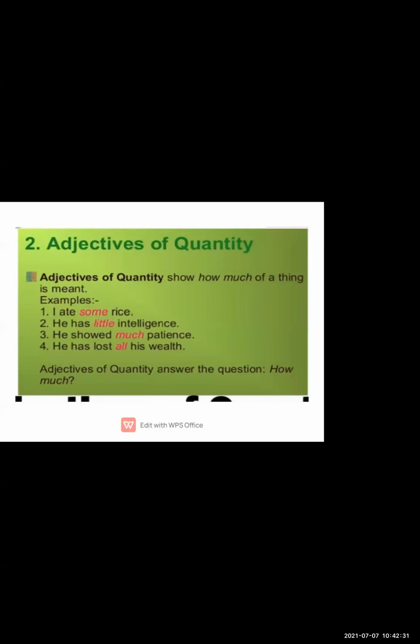Now we will see adjective of quantity. Now what is the quantity? Quantity shows how much of a thing. For example, I ate some rice. Okay. Can you do the proper measurement of the rice? No, it won't be possible. So some rice shows the quantity.